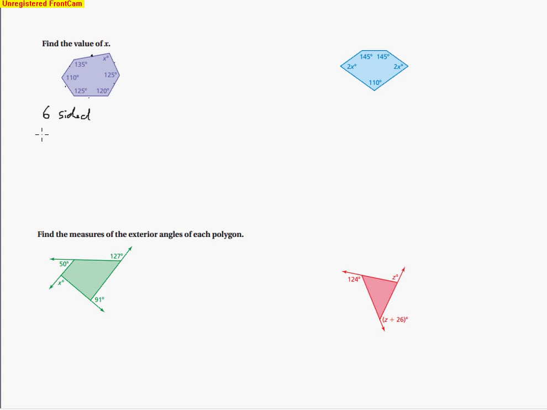And so what I'm going to do is use the formula, n minus 2 multiplied by 180. I'm going to substitute 6 in there and subtract 2, and that gives me 4. Then all I have to do is multiply 4 by 180, and that gives me the number of degrees inside the polygon, which is 720. So now all I have to do is add up the sides: 135 plus 110 plus 125 plus 120 plus 125 plus x equals 720.